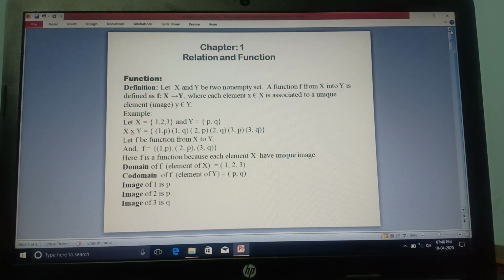You can see on the screen that function is defined as follows. Let X and Y be two non-empty sets. A function f from X to Y is defined such that each element in capital X is associated with a unique element in capital Y. Okay? Let us take one example.